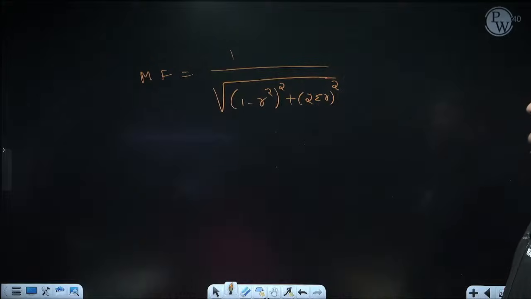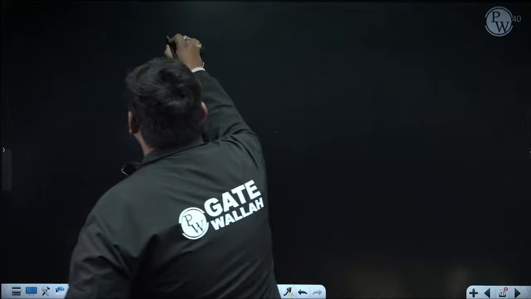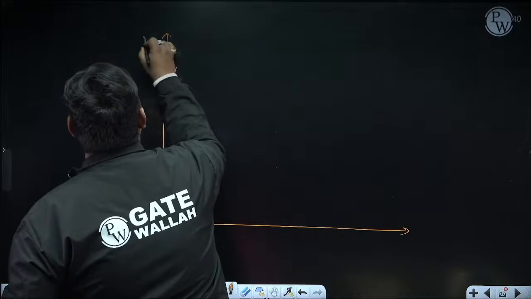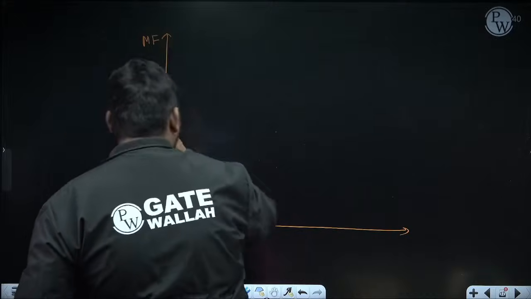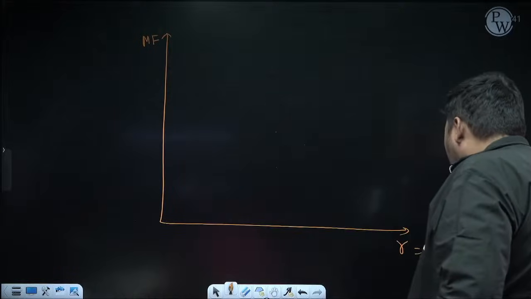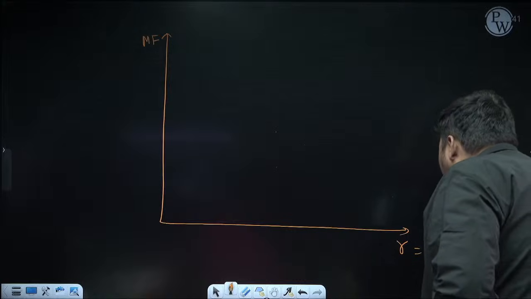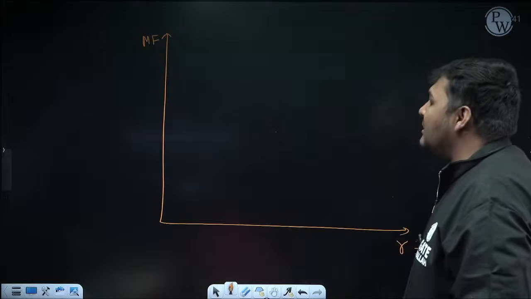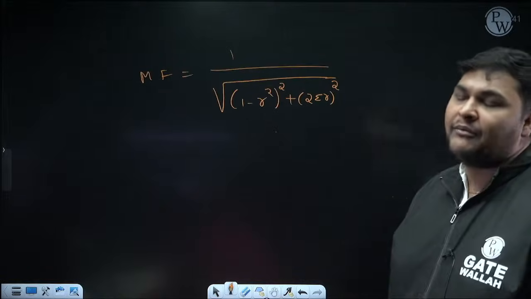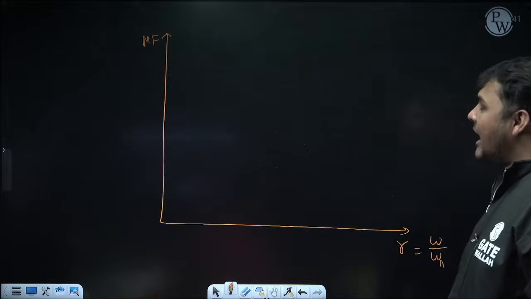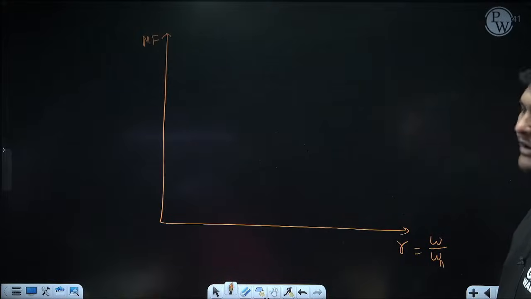But from this equation now I am drawing a graph. On the y-axis I am taking the magnification factor and R is the frequency ratio, that is omega by omega n, for any fixed value of zeta. It means I am assuming zeta is constant. At one time I will draw the graph for zeta equal to 0, then for zeta equal to 0.1, 0.2 and so on. So we are drawing the graph between MF and R for any fixed value of zeta.